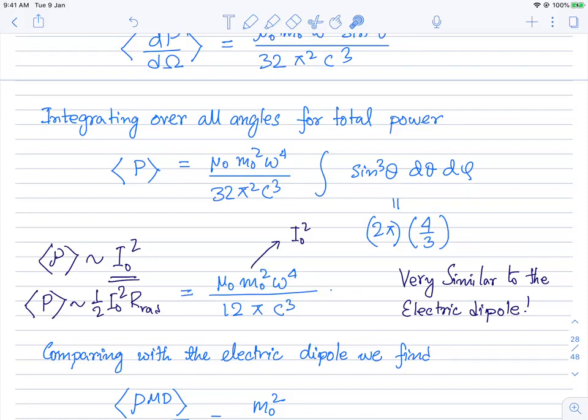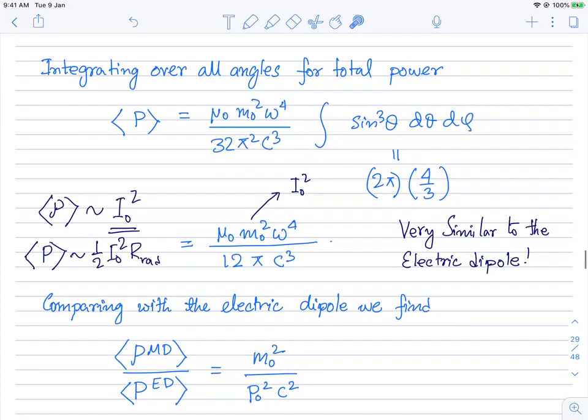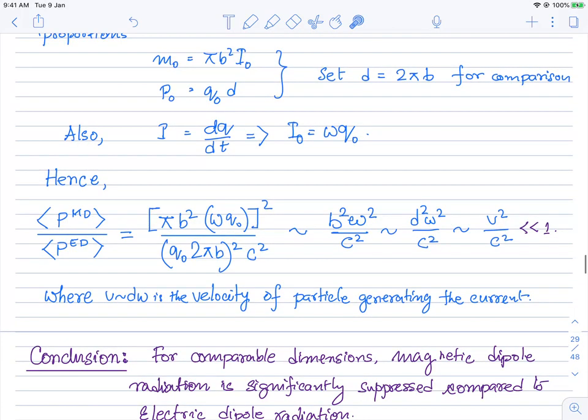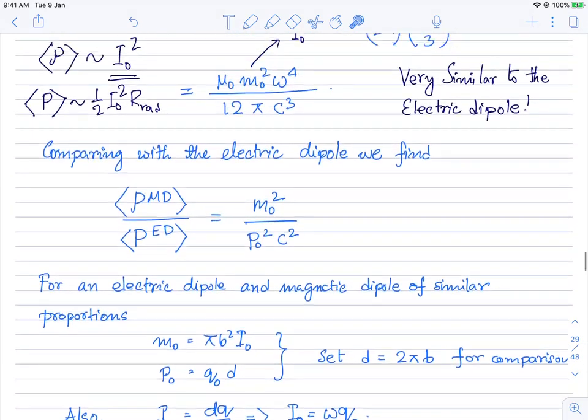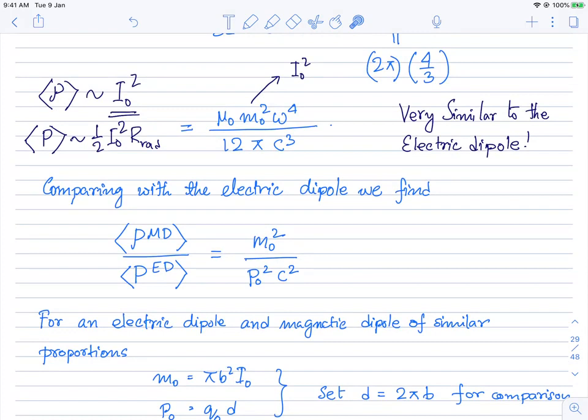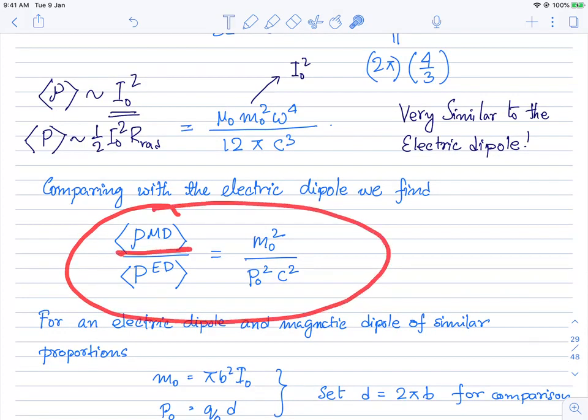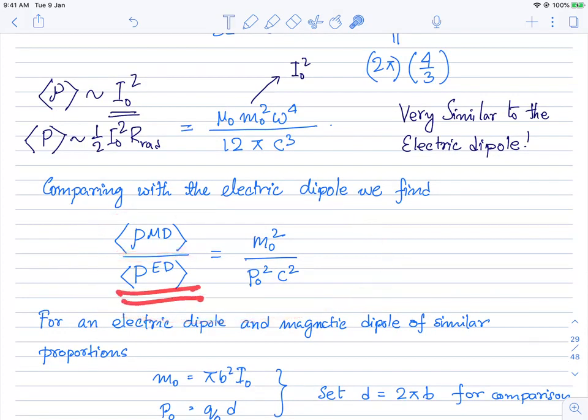Okay, very good. So this is one example. And before I go into the second example, from this expression, you can now try to compute the ratio of the magnetic dipole moment and the electric dipole moment.